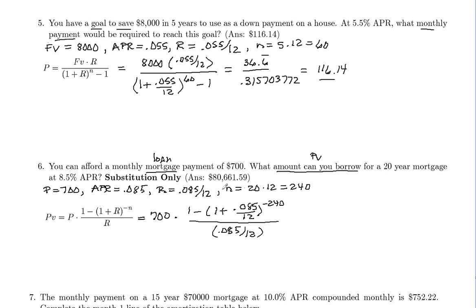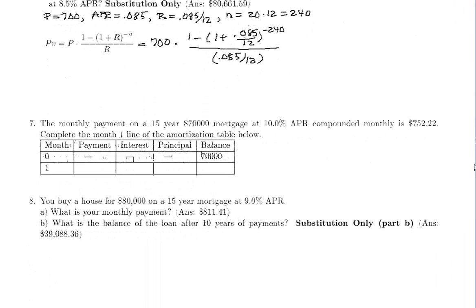So if you do the calculator work there, you should get this 80,661.59. So please do that, double check. Make sure that you're good on the calculator.